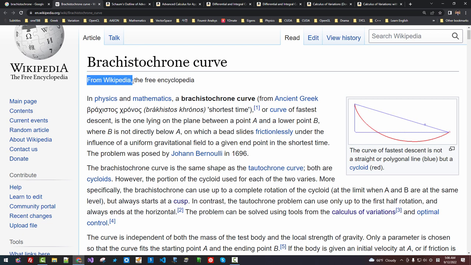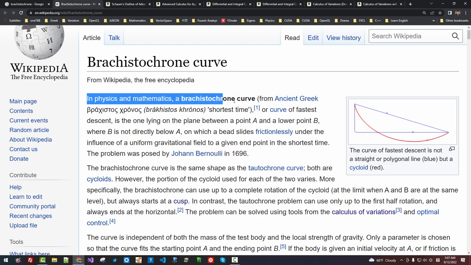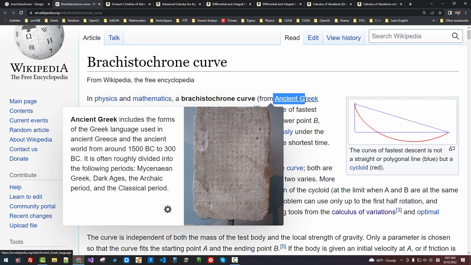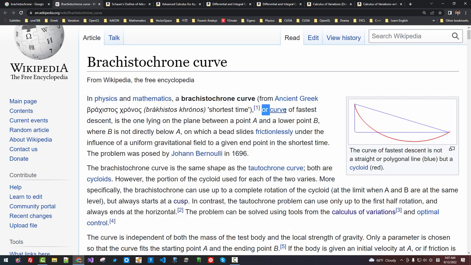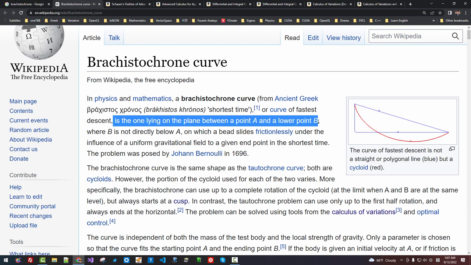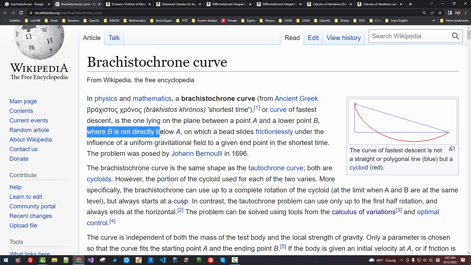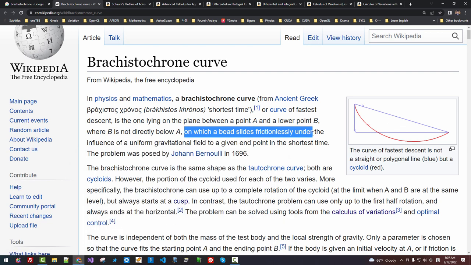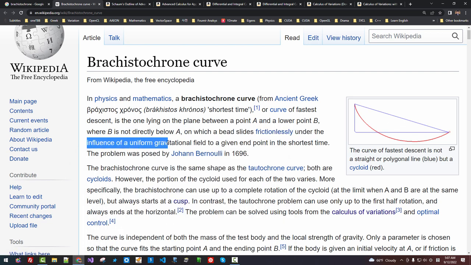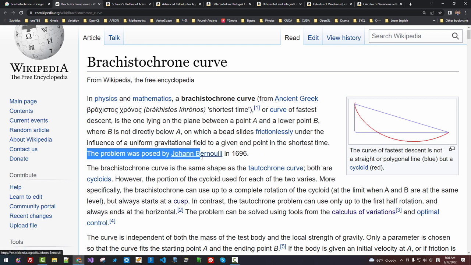From Wikipedia, brachistochrone curve. In physics and mathematics, a brachistochrone curve, from ancient Greek meaning shortest time, or curve of fastest descent, is the one lying on the plane between point A and a lower point B, where B is not directly below A, on which a bead slides frictionlessly under the influence of a uniform gravitational field to a given endpoint in the shortest time.